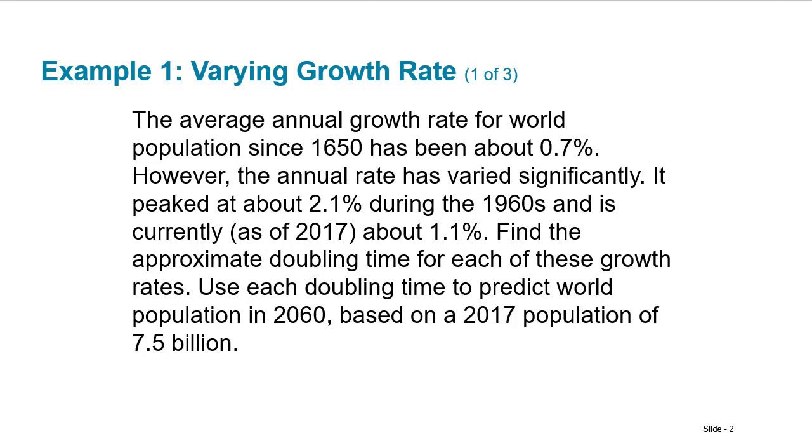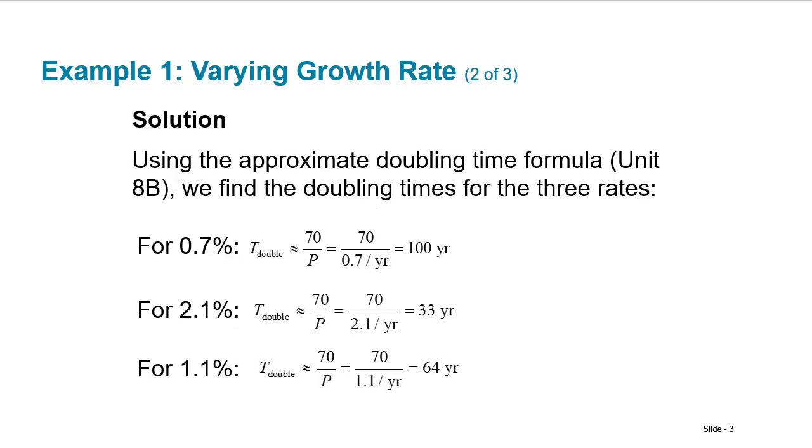So let's find the approximate doubling time for each of these growth rates. Use each doubling time to predict world population in 2060 based on a 2017 population of 7.5 billion. Okay, so using the approximate doubling time formula, which we can use because all of these rates are small, right? We can only use the approximate formula for rates that are 15% or lower.